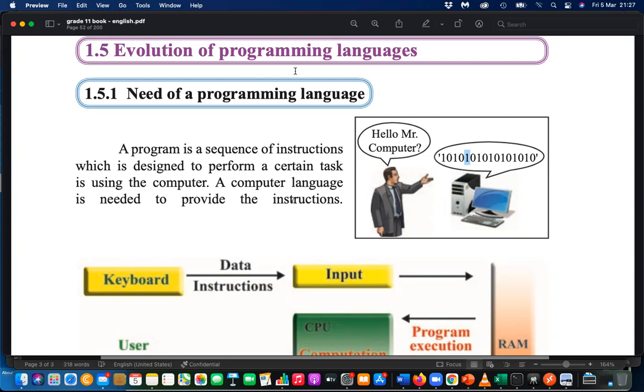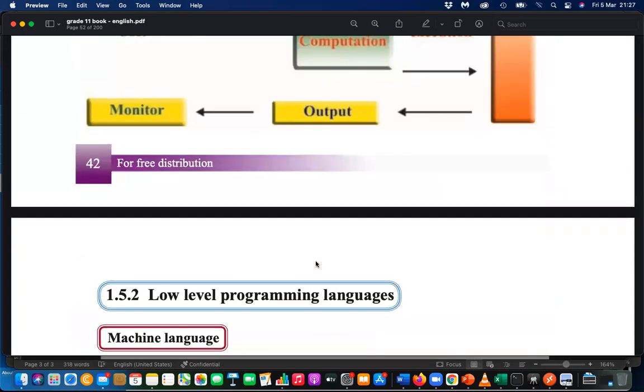The instruction you give to the washing machine cannot be given to the air conditioner. The instruction you are giving to the air conditioner cannot be given to a TV or radio. You have to change it. That is machine dependent. That is called machine dependent.